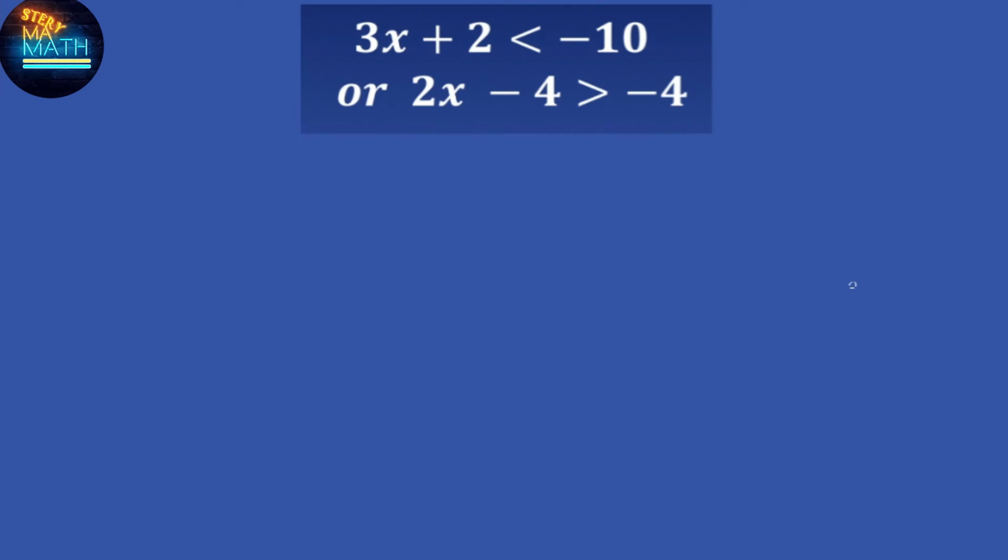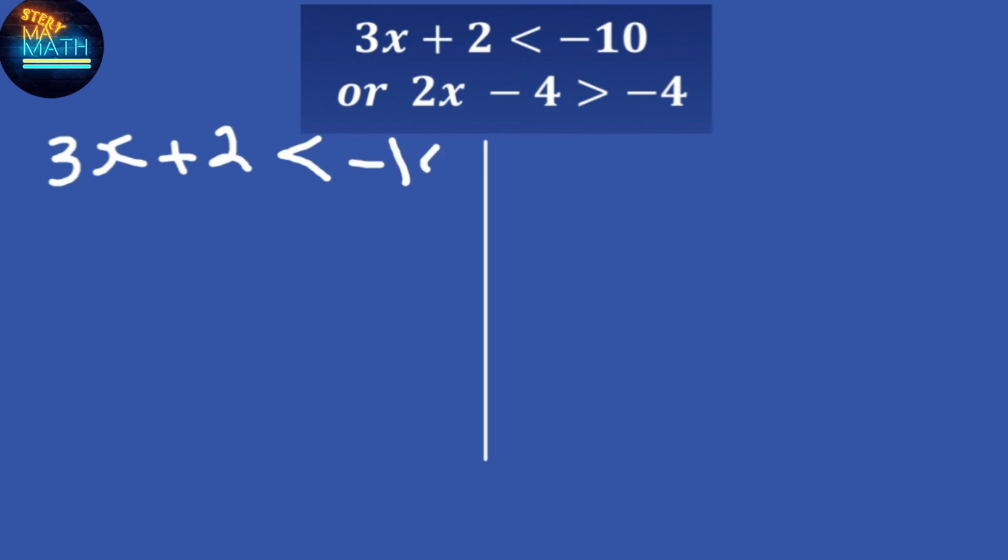Let's take the last example. 3x plus 2 is less than negative 10, or 2x minus 4 is greater than negative 4. And here, because you have the word or, I will deal with each inequality separately. The first inequality, 3x plus 2 is less than negative 10. And the second inequality, 2x minus 4 is greater than negative 4.